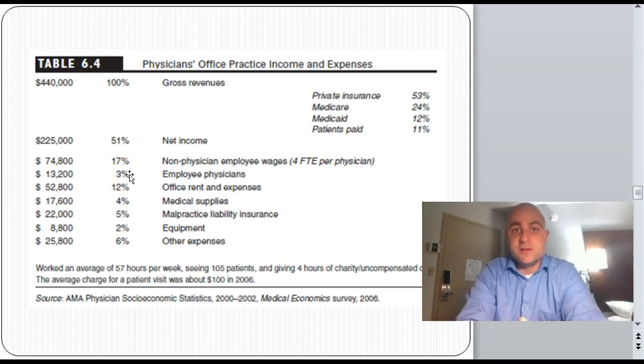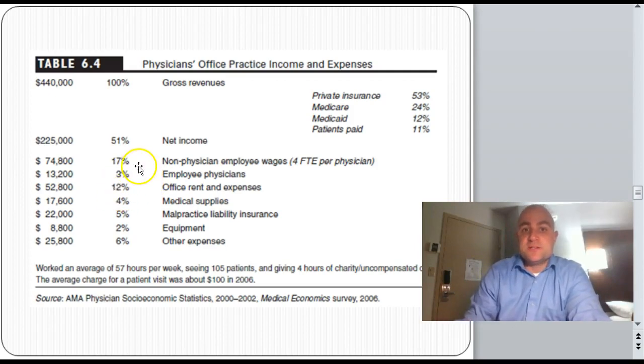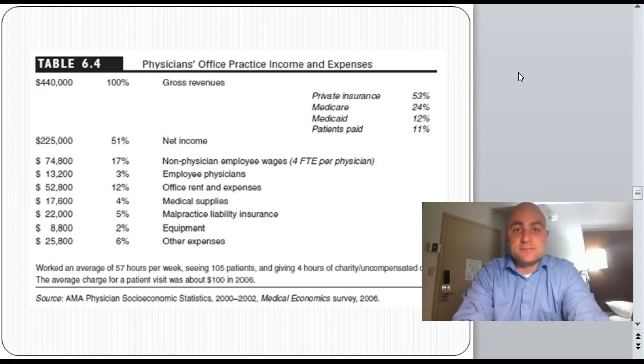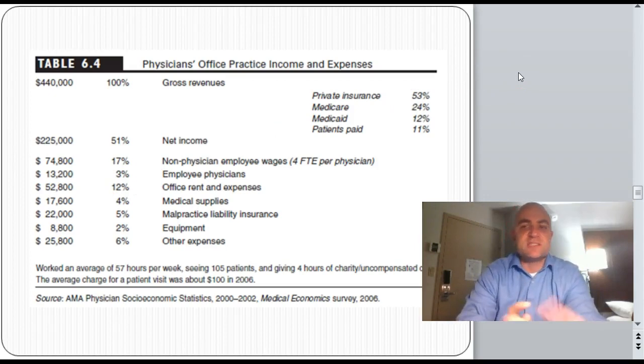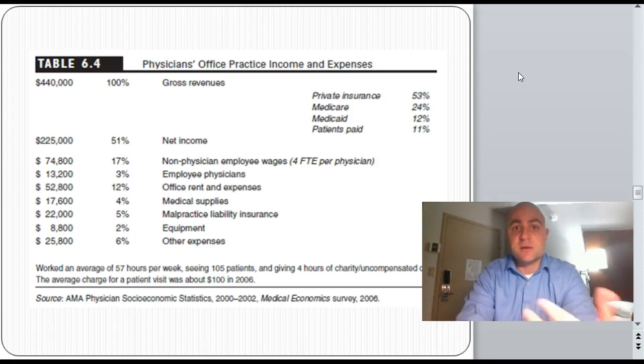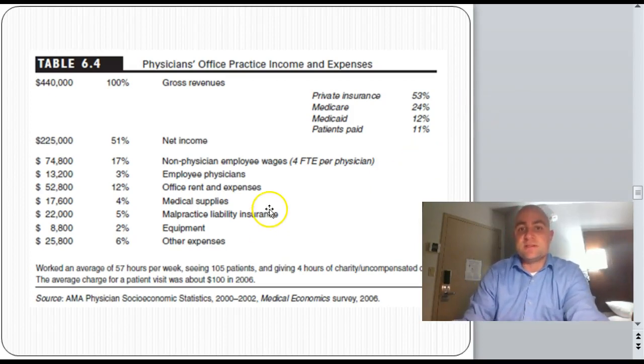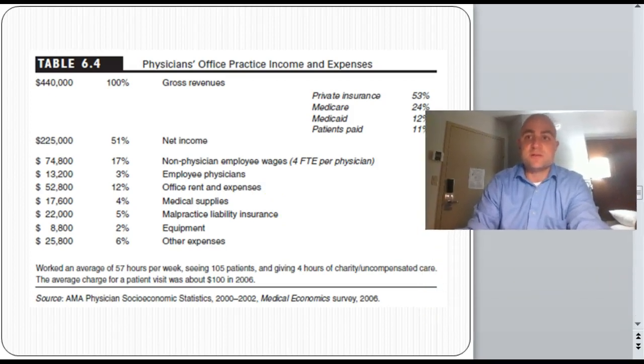So we have things like non-physician employee wages. Those are going to be people like your nurses, your clerical, front desk, whatever it may be. Now, employee physicians, 3%. That can also be a specialist who maybe works for a hospital, somebody who doesn't have a stake in the practice, but comes in and contributes and sees patients. There's also rent expenses, medical supply, malpractice liability, and others.